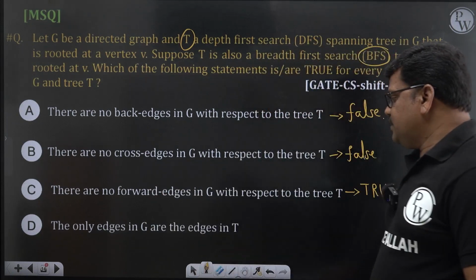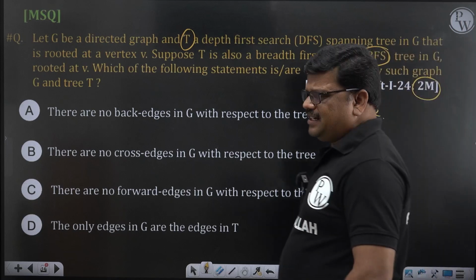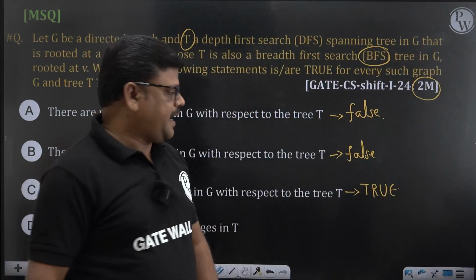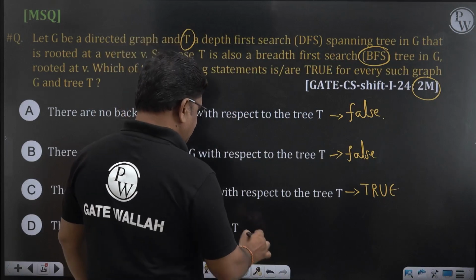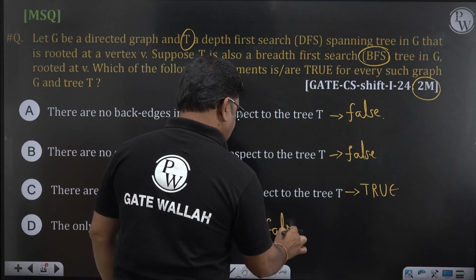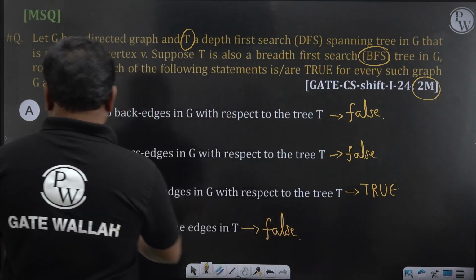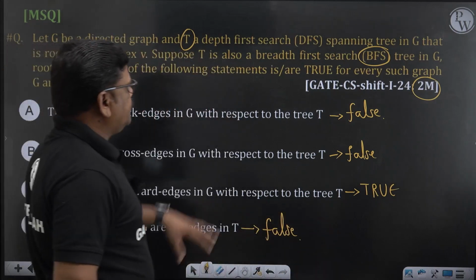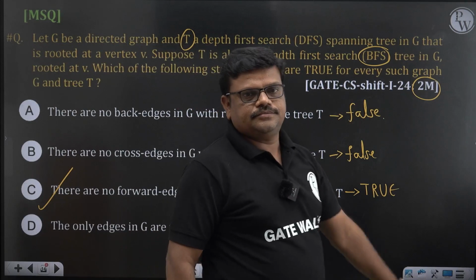The only edges in G are the edges in T, that is false. This is a spanning tree, so edges need not be the same here. So, this is also false. So, clearly our required statement is that there should be no forward edges if you want to get this requirement. This is the question.